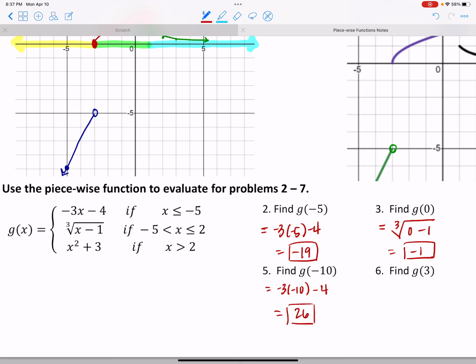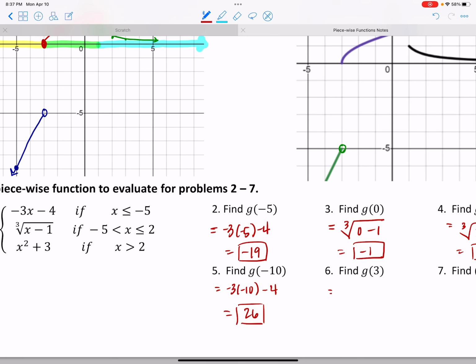And then g of 3. So 3 is an x value that's definitely bigger than 2, so we're finally going to be plugging into that quadratic function. So this would be equal to 3 squared plus 3, and 3 squared is 9. 9 plus 3 makes that one a 12.